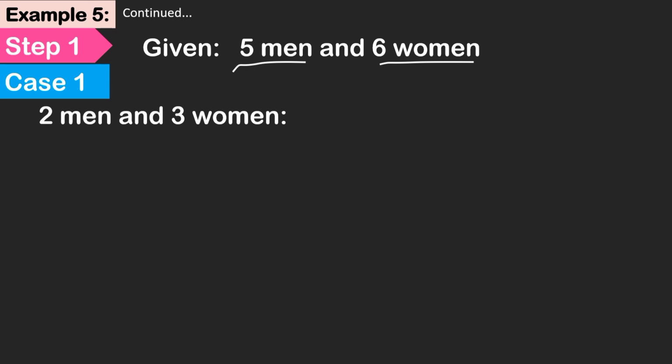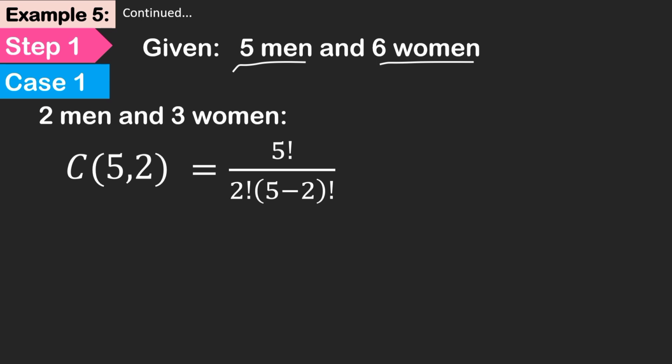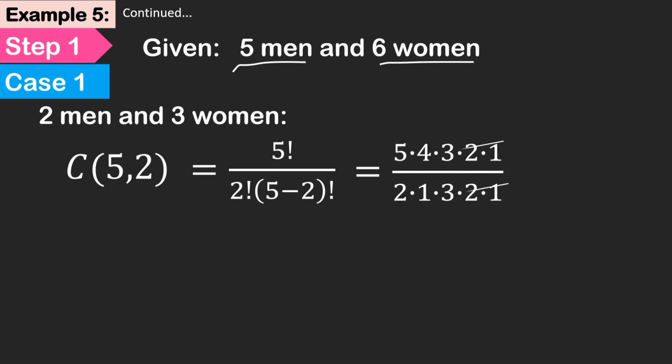Case 1, choosing 2 men from the 5 men available. Substitute the n and r to the combination formula. Then expand, simplify by cancellation. Then there are 10 ways to choose 2 men out of 5 men.